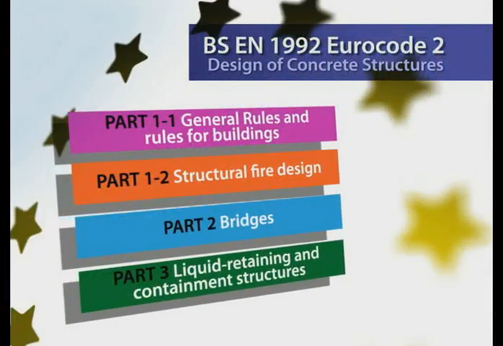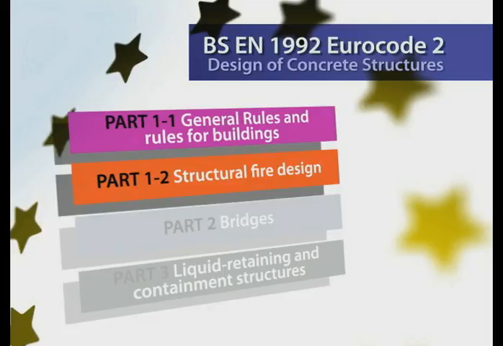Eurocode 2 is the new standard for the design of concrete structures. It's been hailed as a robust and rigorous design code, taking a less prescriptive approach to design. It's divided into 4 parts, covering general rules and rules for buildings, structural fire design, bridges, and liquid retaining and containment structures. Today we're concentrating on building structures and the first 2 parts.